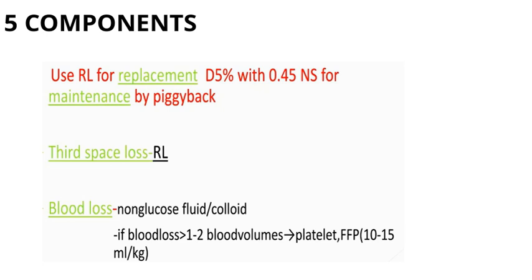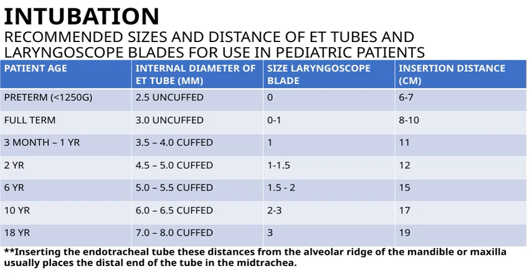Let's go over the recommended sizes and insertion distances for endotracheal tubes and laryngoscope blades in pediatric patients. Starting with preterm infants, those under 1250 grams, a 2.5 millimeter uncuffed endotracheal tube is typically used, and a size 0 laryngoscope blade. The insertion distance from the alveolar ridge is about 6 to 7 centimeters. For full-term infants, a 3 millimeter uncuffed tube is suitable, with a blade size ranging from 0 to 1, and an insertion distance of around 8 to 10 centimeters.